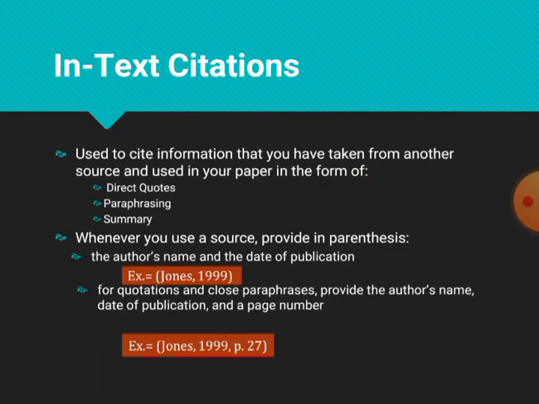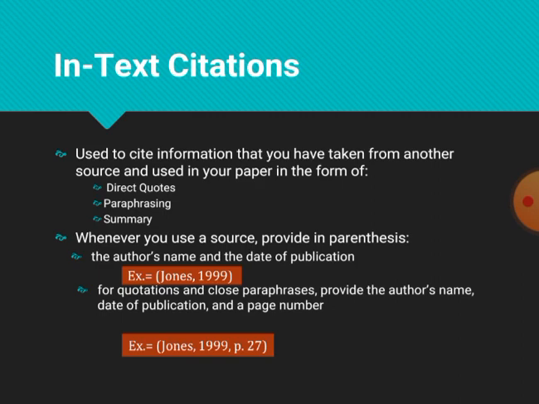In APA 7th edition, we will discuss the types of citations we use in our research paper or research thesis. So first of all, we learn how to cite. There are two types of citations. The first is in-text citation and the second is end-text citation. So we will discuss these one by one.